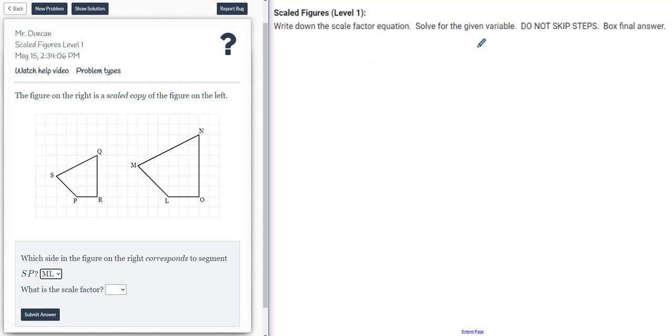Now the calculations that they're going to ask for in Google Classroom say the scale factor equation, so we're going to take the length of one side from the pre-image. You can use whatever length you want. Now because they asked for SP and ML, that doesn't mean you have to use the length of those. In fact, I wouldn't, because finding the length of a diagonal would involve using the Pythagorean theorem, and that's more work. So I would not use SQ and MN.